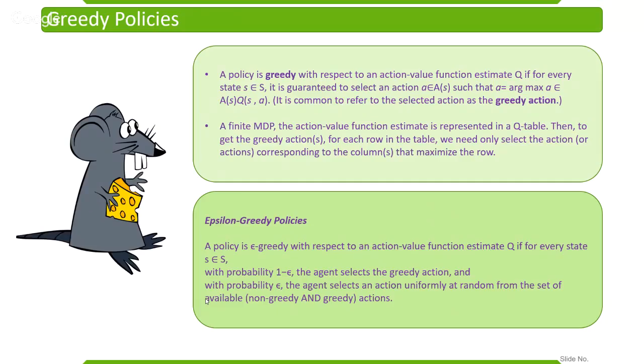In alignment to that, we have something known as greedy policies. As the name suggests, a policy can be greedy with respect to an action value function estimate. For example, for every state, it is guaranteed to select an action such that that action will fetch the maximum reward. If you always think about the immediate maximum rewards, it might not be an optimal policy, and basically you're exploiting your knowledge.